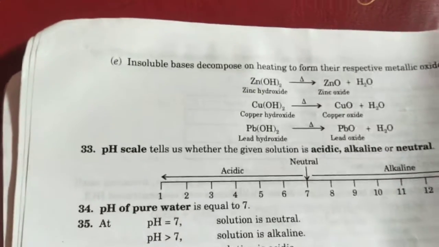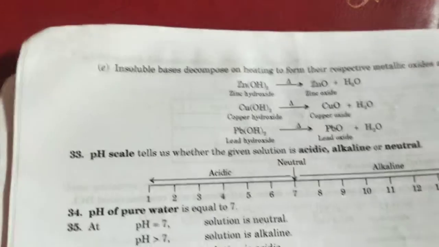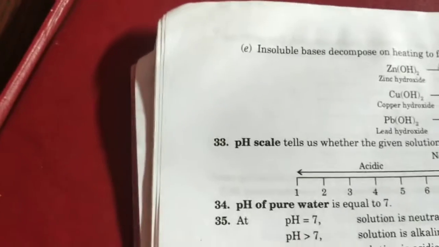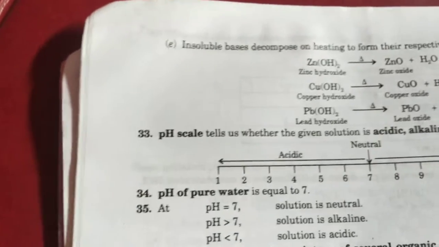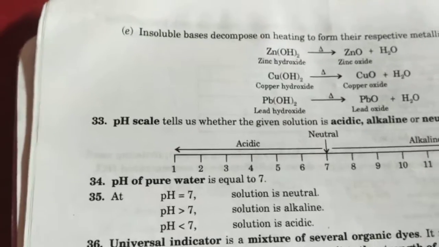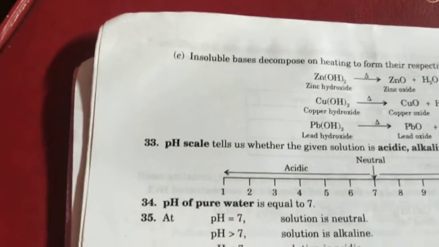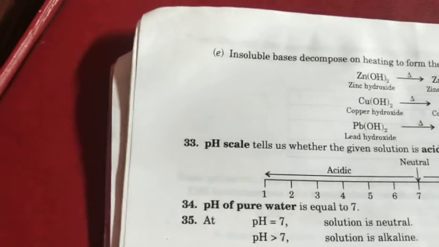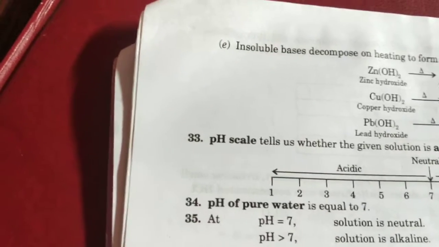Now, universal indicator. What is universal indicator? May be asked in your exam. Universal indicator is a mixture of several organic dyes. It not only tells whether the given solution is acidic or alkaline, but it also predicts the strength of the given solution. For example, in the graph of universal indicator, 7 is green, 9 is blue. In this way, red to violet is shown in this figure.